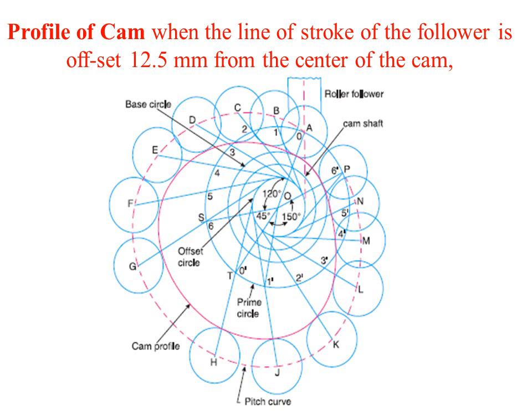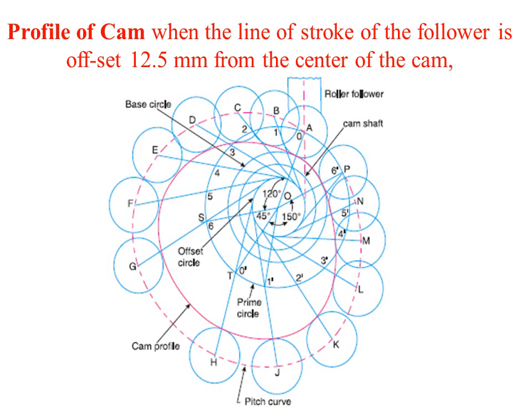We have to draw the base circle. So this is the base circle and it's given in the problem the value of the base circle, which is 25 mm. Once the base circle has been drawn, as this is a roller follower, we need to draw the pitch circle. So the pitch circle will always be greater than the base circle.